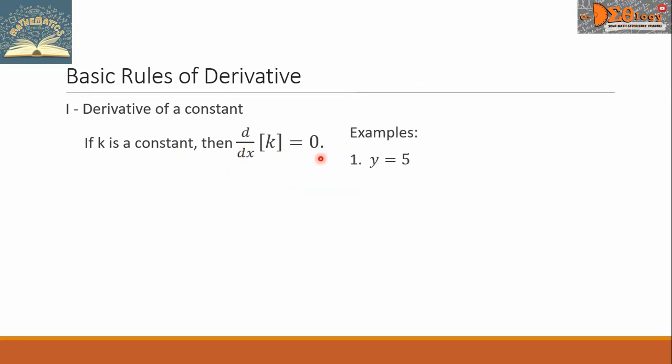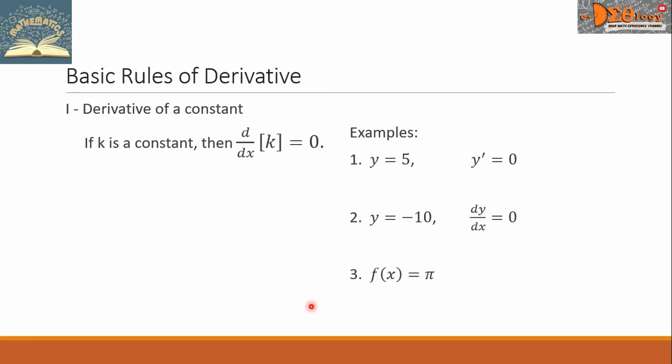Let us see some examples. This is example 1. y equals 5. So we have y prime equals 0. Second example, y equals negative 10. This is another constant, so we say that dy over dx equals 0. In here, we used another notation of derivative.